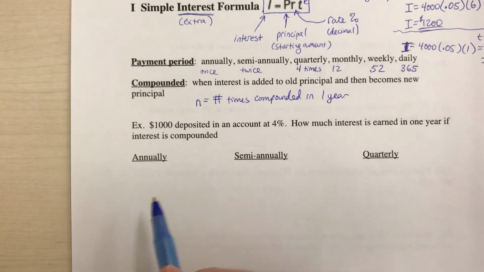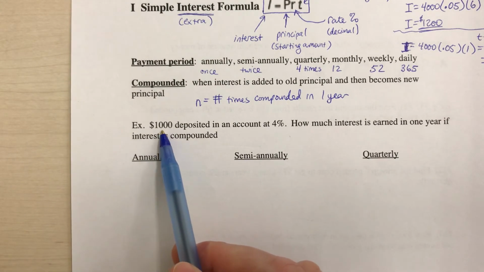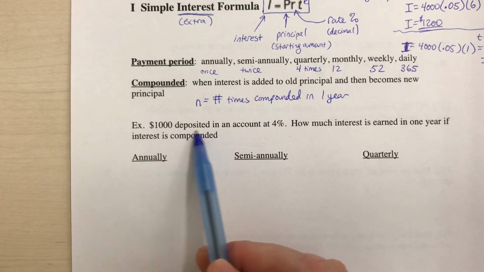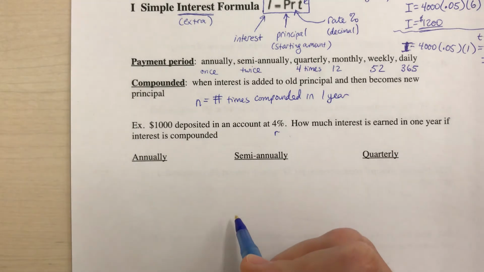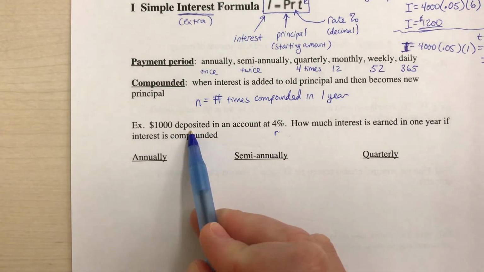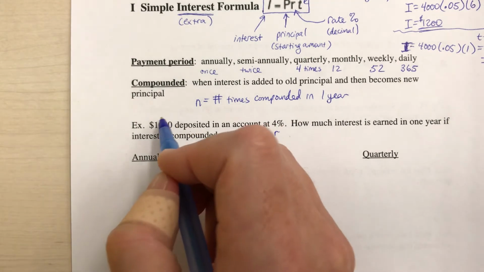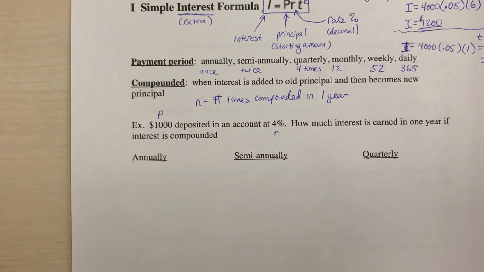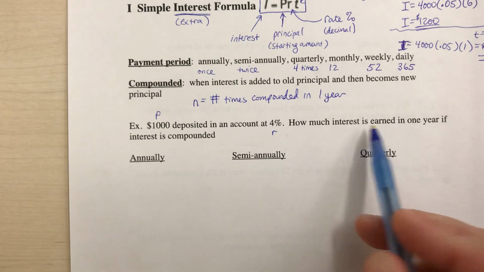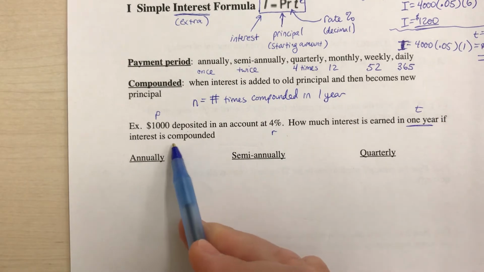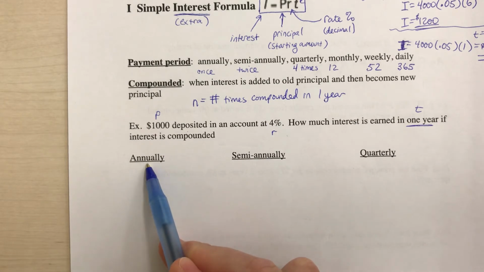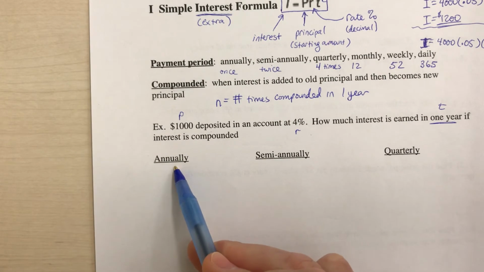Okay, so as an example, let's say we have $1,000 deposited in an account at 4%. So the rate is 4%. The amount we deposit is the amount that we invest or that we put into the account. That's our principal. That's what we start with. How much interest is earned in 1 year? That's our time. If interest is compounded annually. Now, annually means one time that this happens.